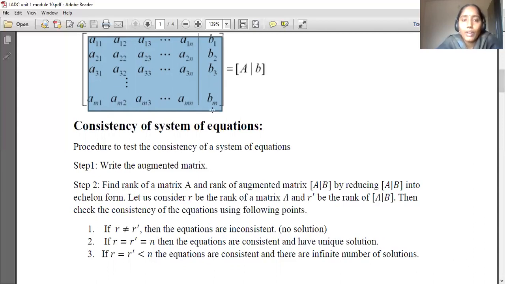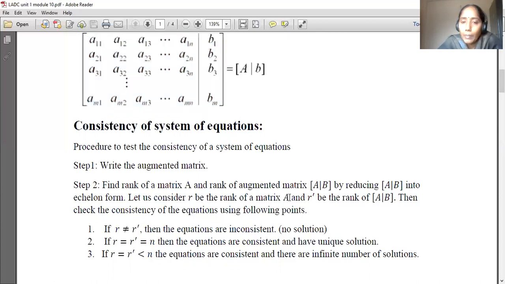Now, after finding the rank of A and the rank of AB, depending on the conditions on these, we will decide what type of solution exists. Let us consider R as the rank of matrix A and R dash as the rank of AB.